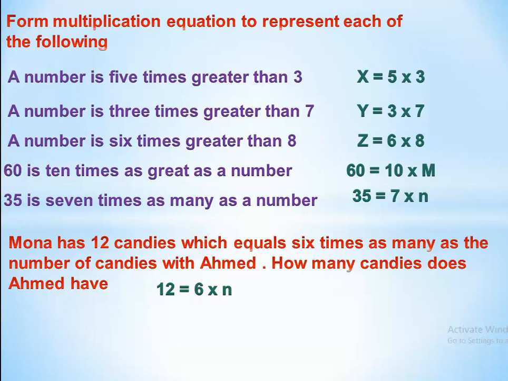We don't know this number, so it is represented by the letter n. 12 equals 6 times n. So n equals 2. We know that 6 times 2 equals 12. So Ahmed has 2 candies.